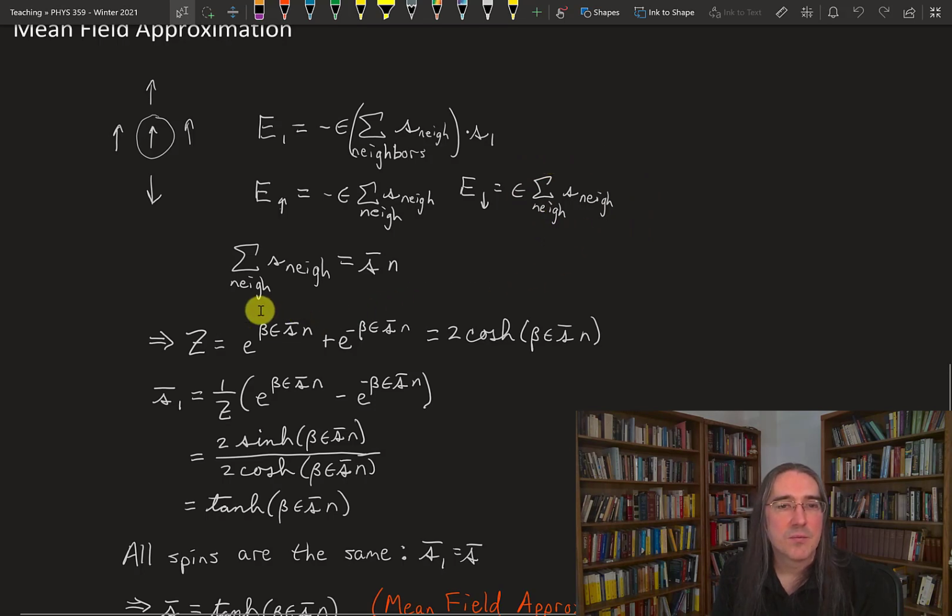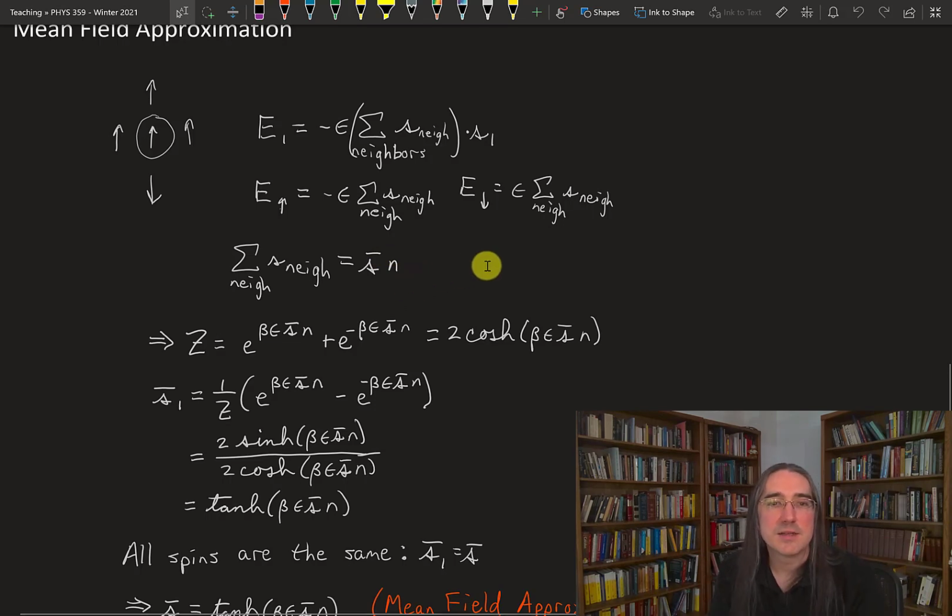And when I add up the spins of all the neighbors, if I divide it by the number of neighbors, then I would get S bar, the average spin over all the neighbors. But I'm not going to divide by the number of neighbors. I just want the sum. So I've got S bar times this little n, which is the number of neighbors. This is what's going to change as we change dimension.